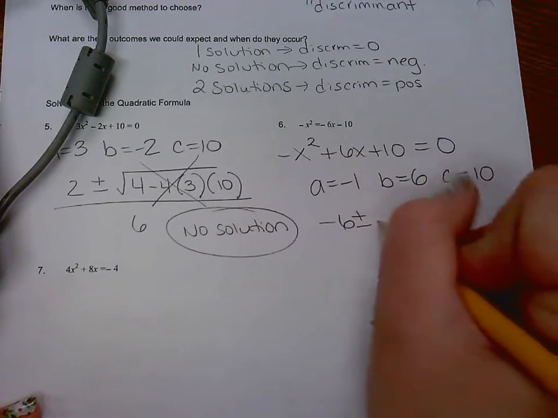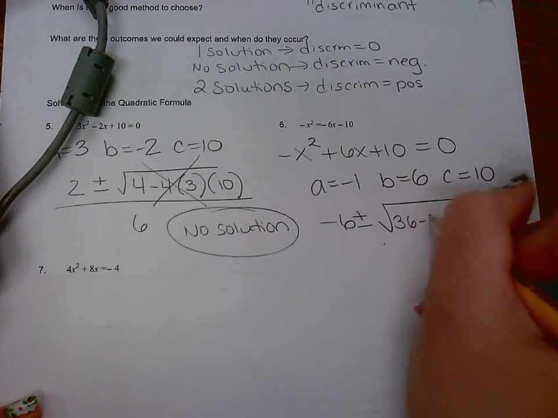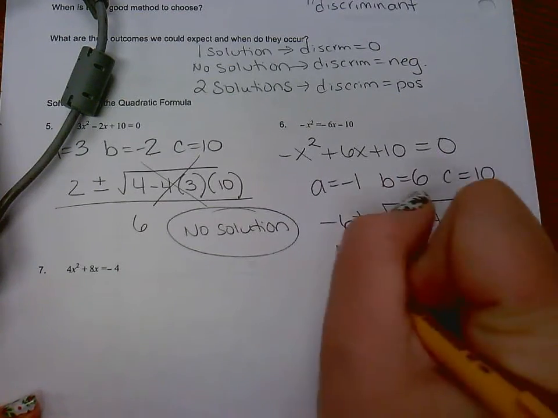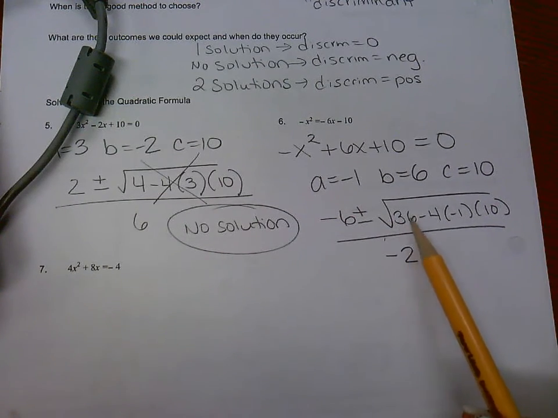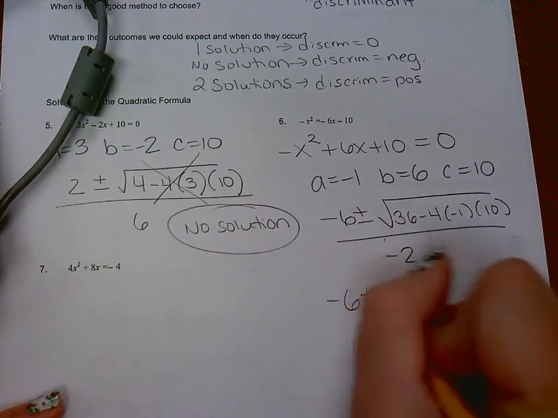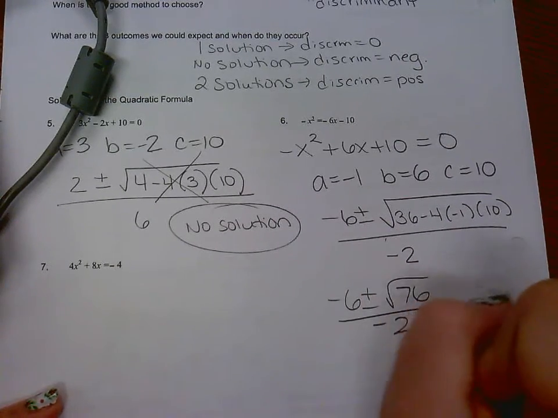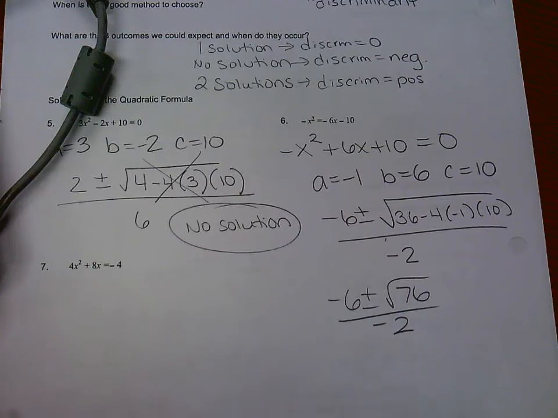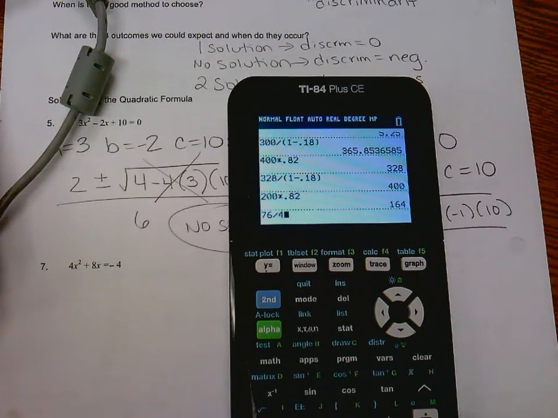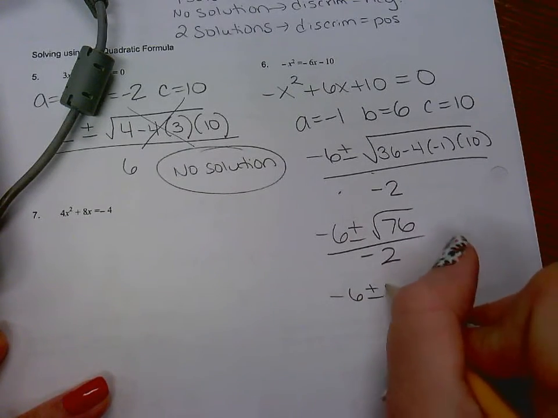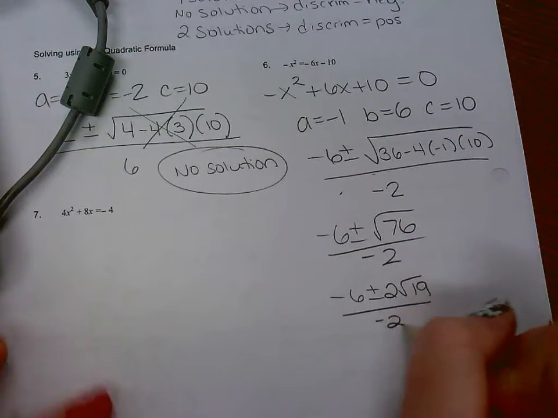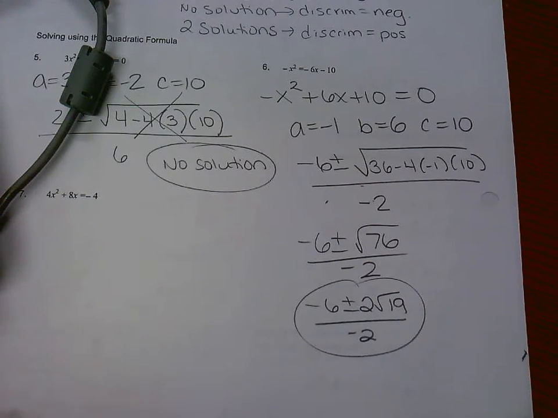So the opposite of B plus or minus the square root of B squared minus 4 times A times C all over 2A would be -2. This looks like 36 plus 40. So -6 plus or minus the square root of 76 divided by -2. Is 76 divisible by 4? Yes, it would be 4 times 19. -6 plus or minus 2 root 19 over -2. That doesn't mean a whole lot to me. I kind of like having a decimal answer so that I know where the x-intercepts are. So if you want to find the decimal answer, feel free.